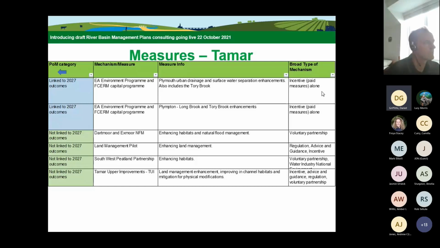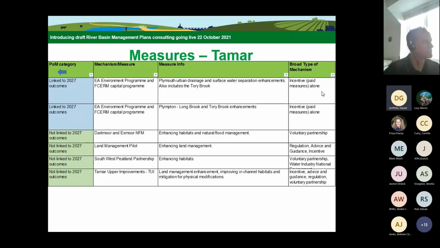So just to very quickly run through these local confident measures, we've got the top two are based in Plymouth, one looking at urban drainage, which is largely influencing the estuary water body, and also partially the Tory Brook, secondly in Plympton, which is environmental enhancements to the Long Brook and the Tory Brook. And it's worth mentioning both of those projects also have linkage to the flood risk management plan. So we're looking at both improving the flood aspects there and the environmental aspects.